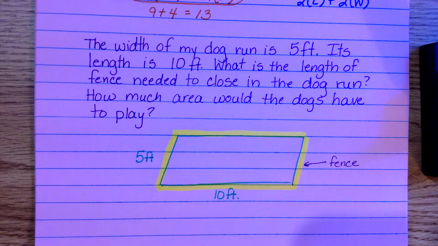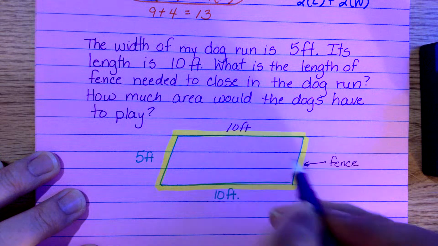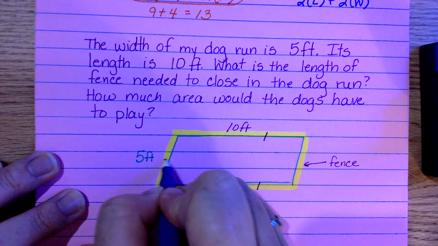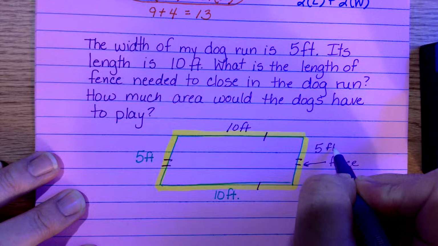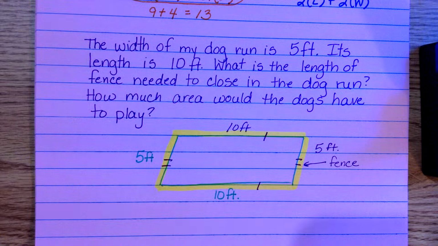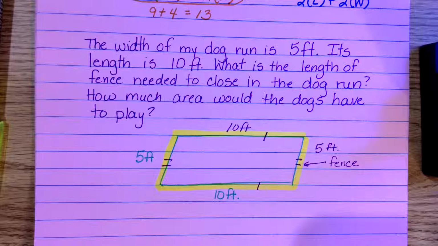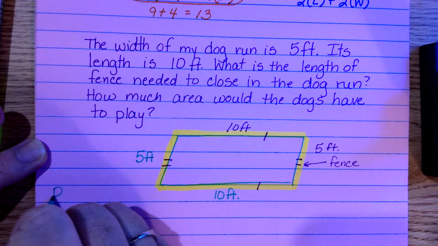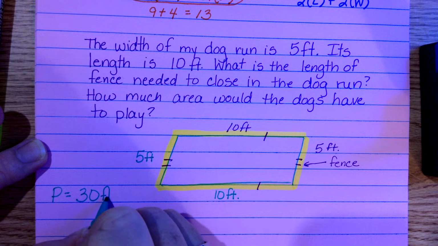The way I'm going to do that is I'm going to go ahead and put in the labels for the two sides that are not labeled. These sides are equal, and these sides are equal. So this is going to be 5 feet. It's really easy for me to do the addition on this because 10 plus 10 is 20, 25, 30. So the perimeter is going to equal 30 feet.